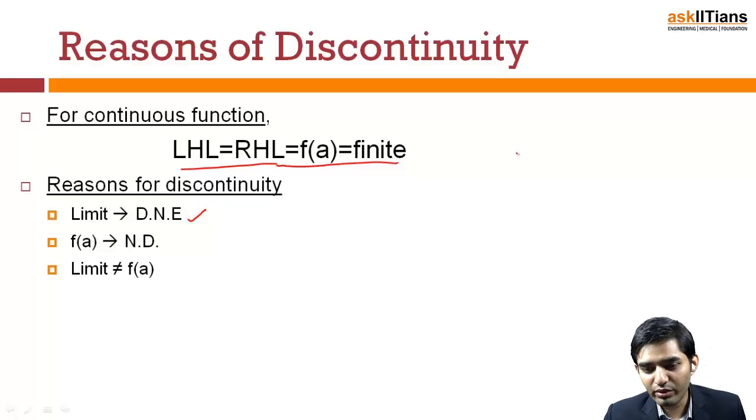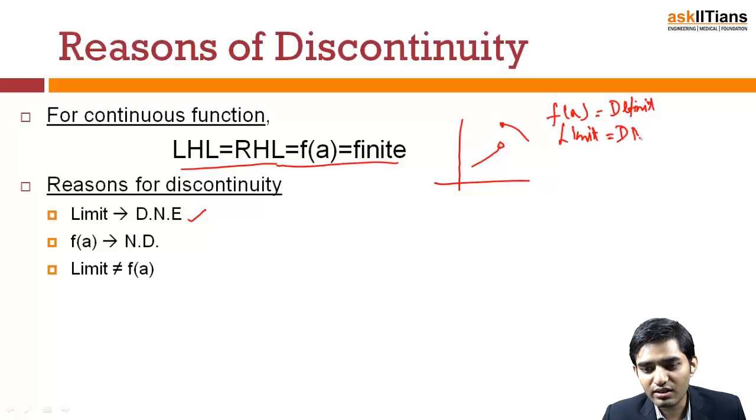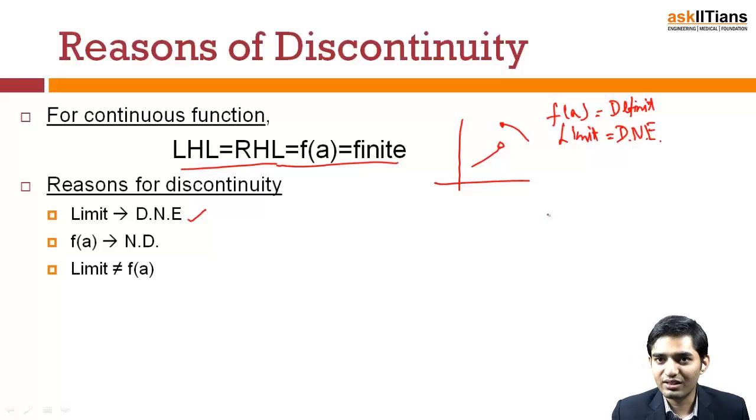A good example for this could be if the graph is like this. We saw this graph, right? In this case the limit does not exist. The function is defined, f(a) is well defined, but the limit does not exist. DNE, does not exist. So this is the first reason.